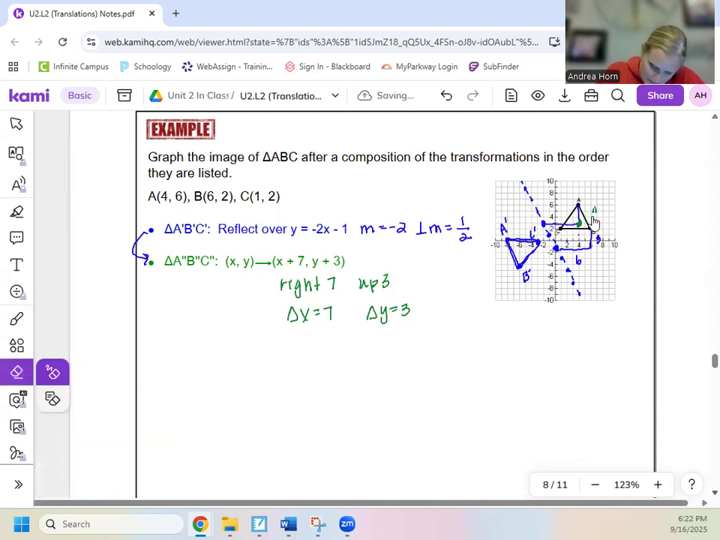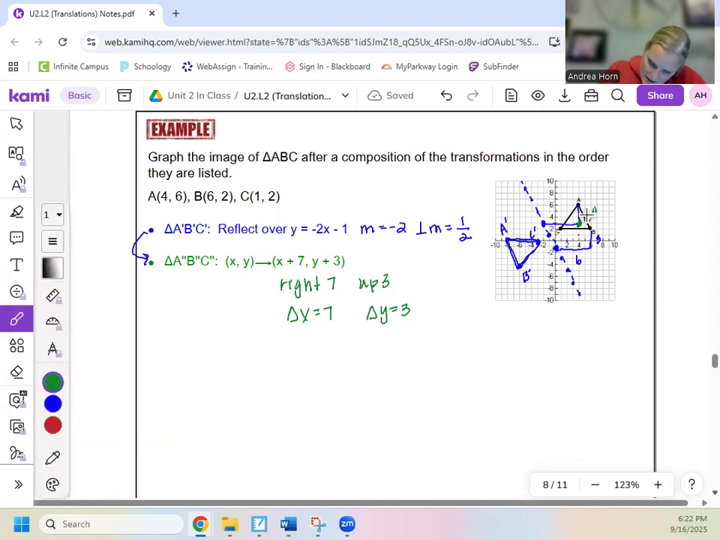I moved C first. Okay, then if I want to move A, I'm going to move A 7, 1, 2, 3, 4, 5, 6, 7, and then up 3, 1, 2, 3. So that would be A double prime.